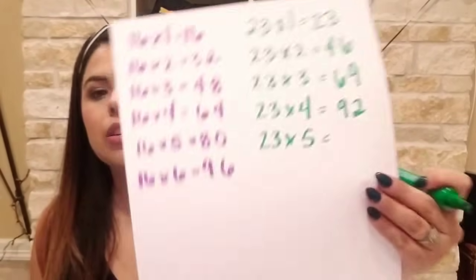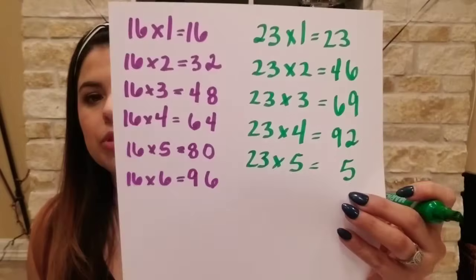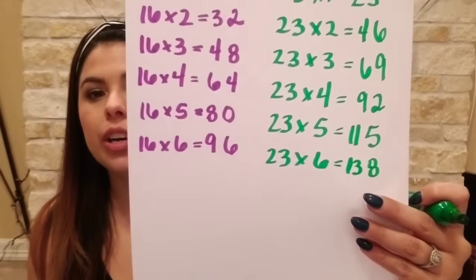Okay. 23 times 5. So 5 times 3 is 15. Remember, we're pretending to carry over the 1. 5 times 2 is 10, plus 1 more is 11. And 1 more, 23 times 6. Okay, 6 times 3 is 18. Pretending to carry over that 1. 6 times 2 is 12, plus 1 more is 13. Okay, so right now I have all the way to 138. So 18, 12, 13, yeah, that'll work.